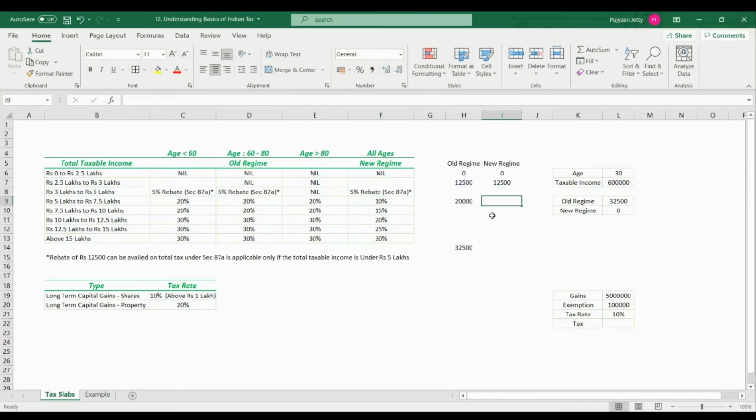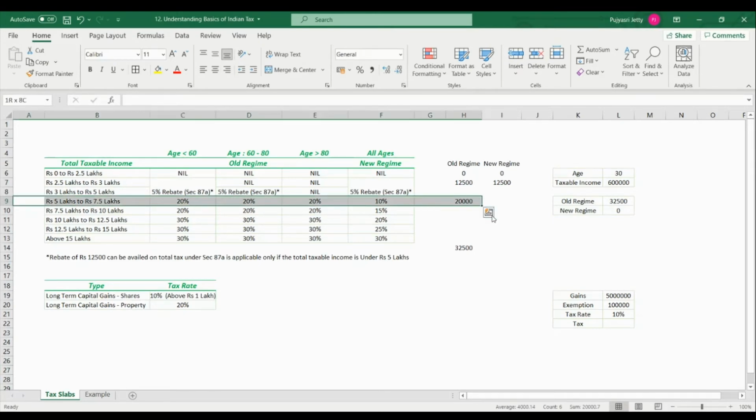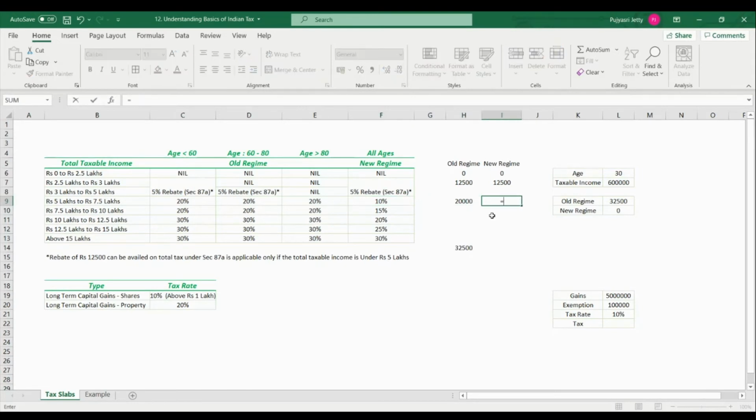Now moving on to the next tax slab, which is 5 lakhs to 7.5 lakhs. Again, the income that is present under this tax slab is only 1 lakh, but the tax rate here is only 10% under the new regime. So under the new regime, it is 1 lakh rupees into 10%. It is 10,000. Above 7.5 lakhs, there is no tax that needs to be paid since the person's income is below 7.5.